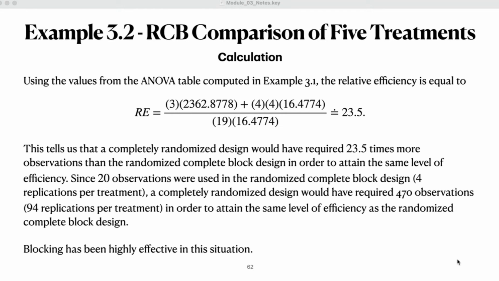All right, so that is relative efficiency. When we are talking about relative efficiency in the context of a randomized complete block design, we are always comparing to the situation where blocking was not used, and that would be a completely randomized design.